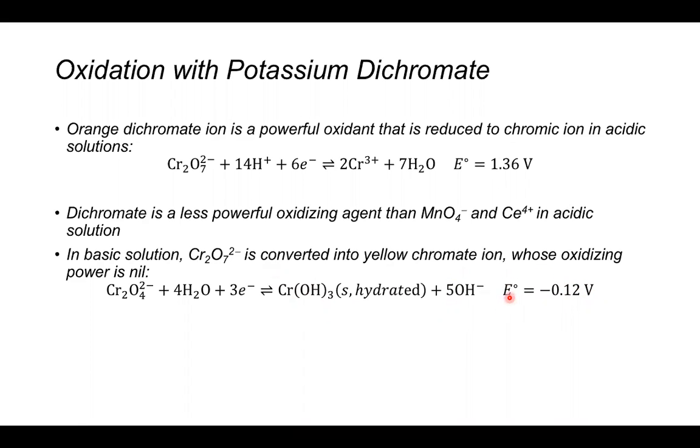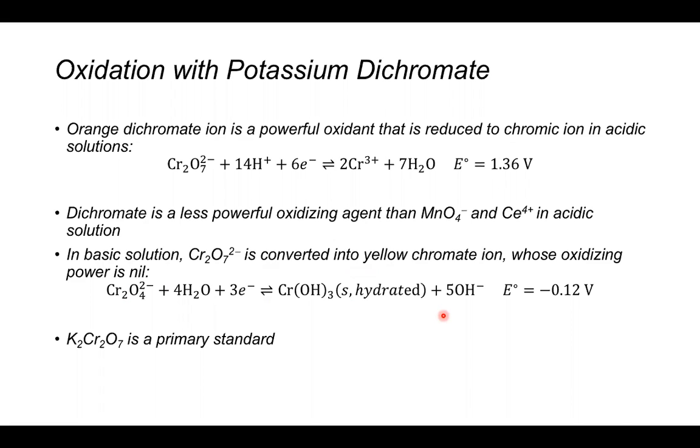Remember, these are standard reduction potentials. These are the gaining of electrons. So if this value is negative, that means it's not going to take any electrons. It does not want those electrons. And so that means that it's not going to be an oxidizing agent in basic solutions. So potassium dichromate only works as an oxidizing agent in acidic or neutral solutions. If it's a basic solution, we get the conversion of the dichromate into the chromate ion. The chromate ion is not good at oxidizing.